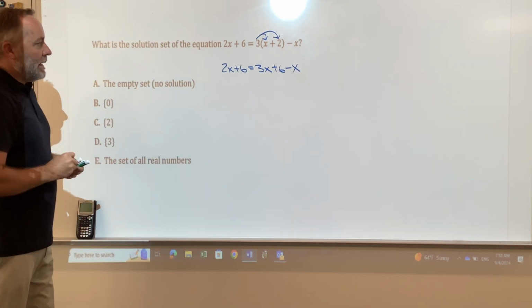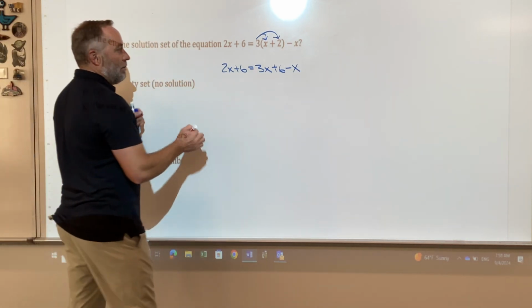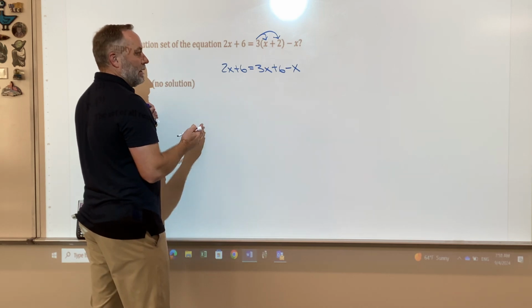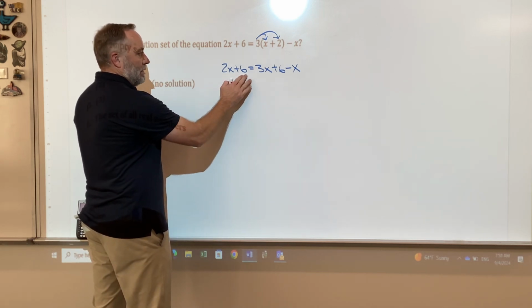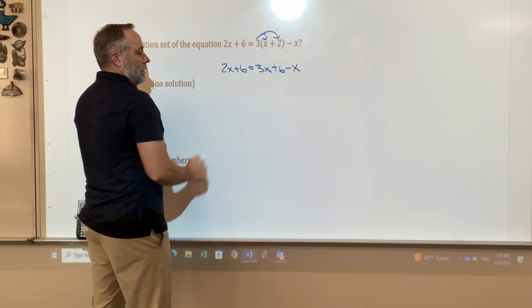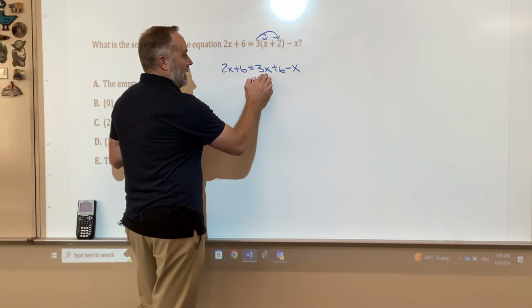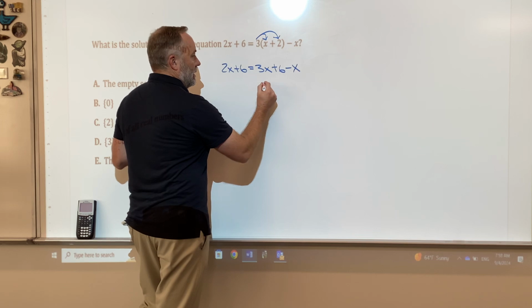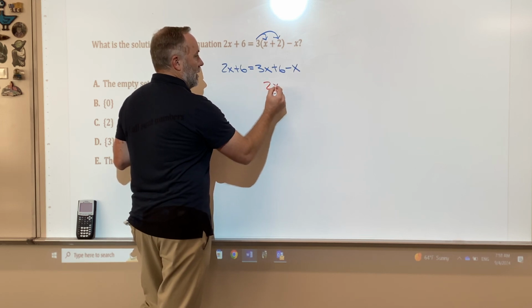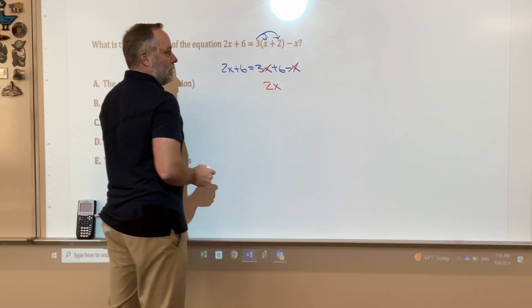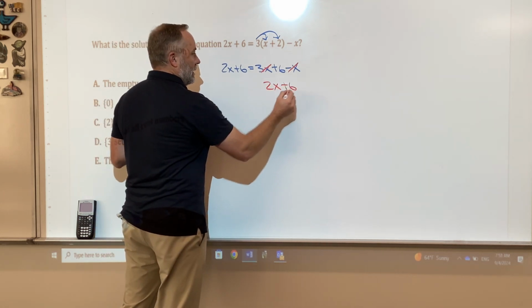If I'm showing all these steps here, what we want to do is combine any like terms we have on each side of the equation. This has an x, this is just a constant, so nothing to combine here. But on the right side, 3x minus 1x is 2x. That takes care of those two, and you still have the plus 6.